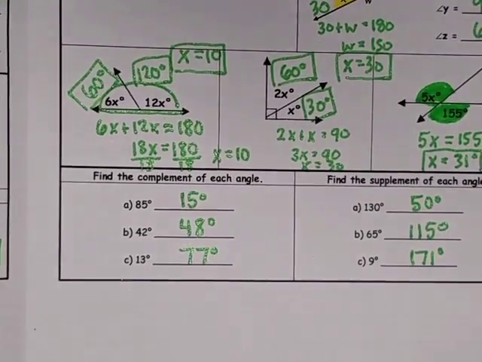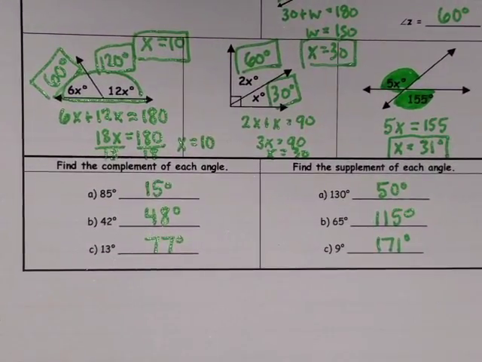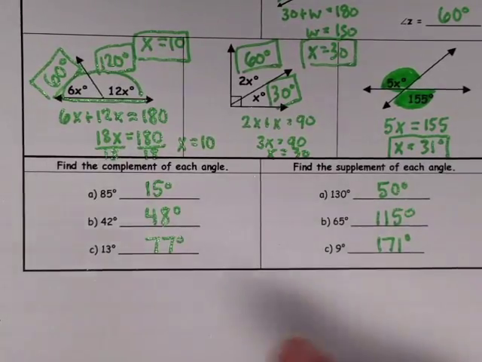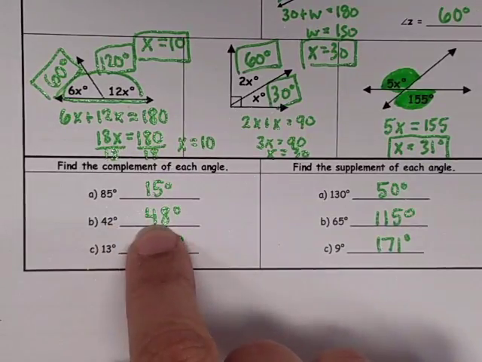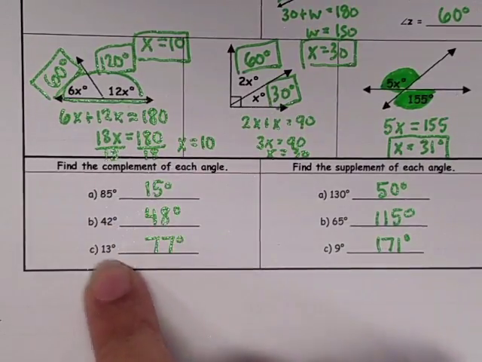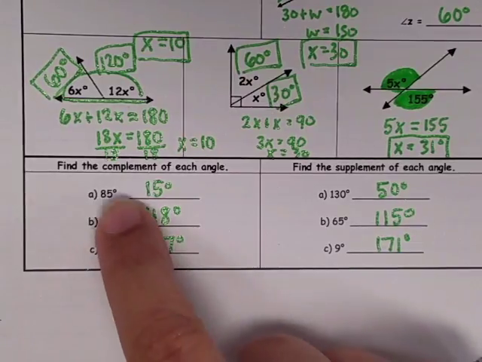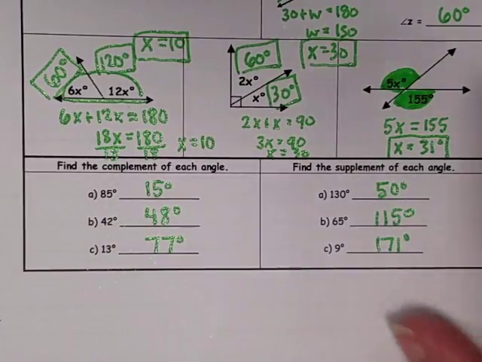So our last few examples that we wanted to practice, we're talking about complement and supplement of each angle. So 85 plus 15 would give me 90. 42 plus 48 would give me 90. And 13 plus 77 would give me 90. So all those are the complement of each other.